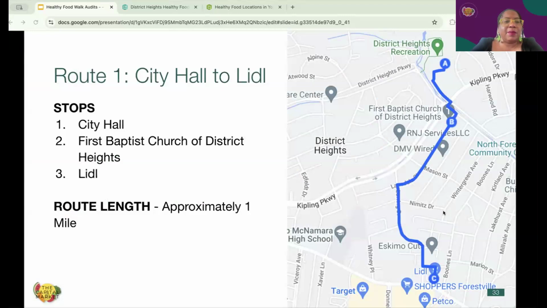So again, this is an example of what one of the routes looked like. We started at City Hall, then we went to a local church, which is where there's an emergency food distribution center, and then also to a local grocery store. And so we then assess every single component.